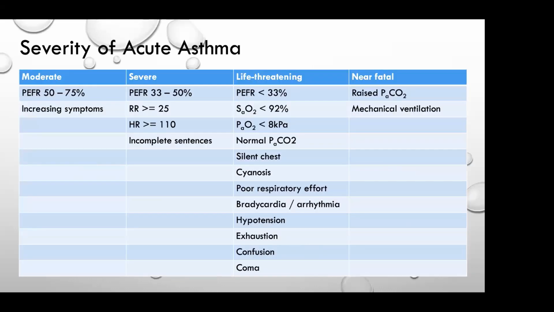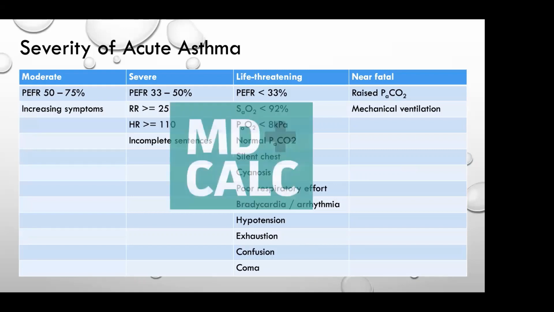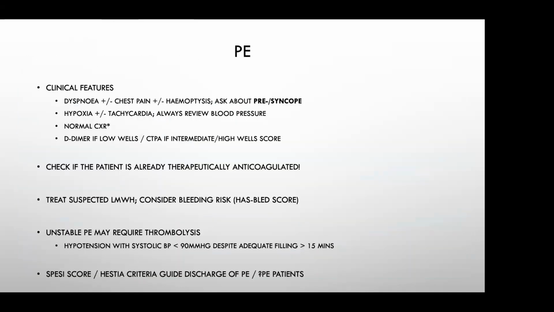That is some guidance on the severity of acute asthma. You don't need to learn this. It's just a guide. And similarly, if they look unwell, they probably are unwell. It's on MD Calc. I would suggest you download that. PEs, I think PEs is going to be really, really tricky because we know that some of the COVID patients that were coming in will present with isolated hypoxia and low SATs.